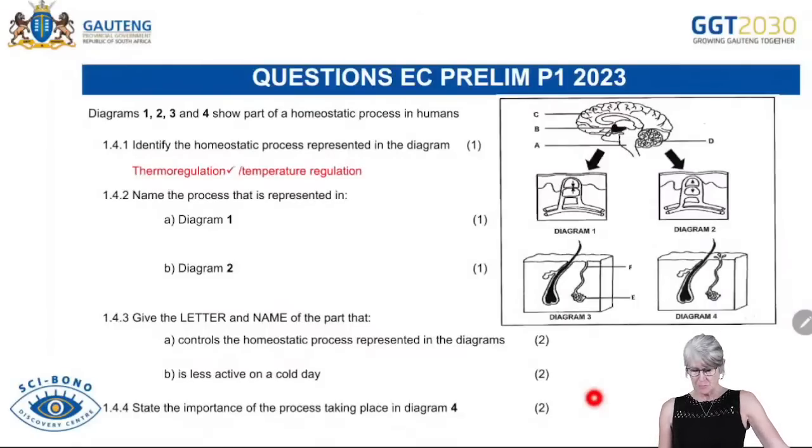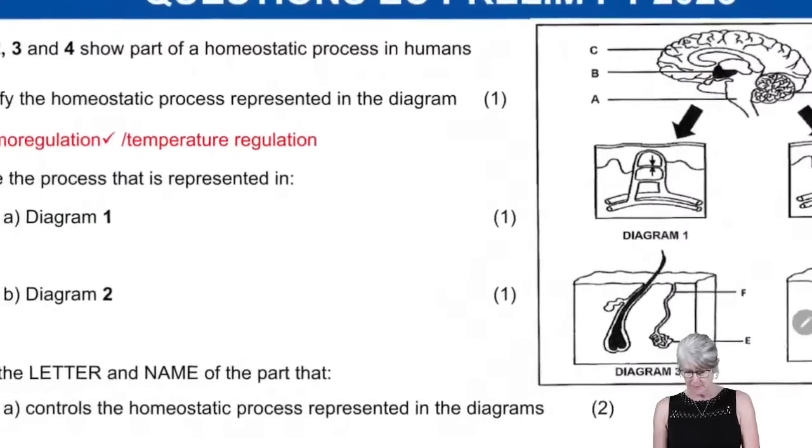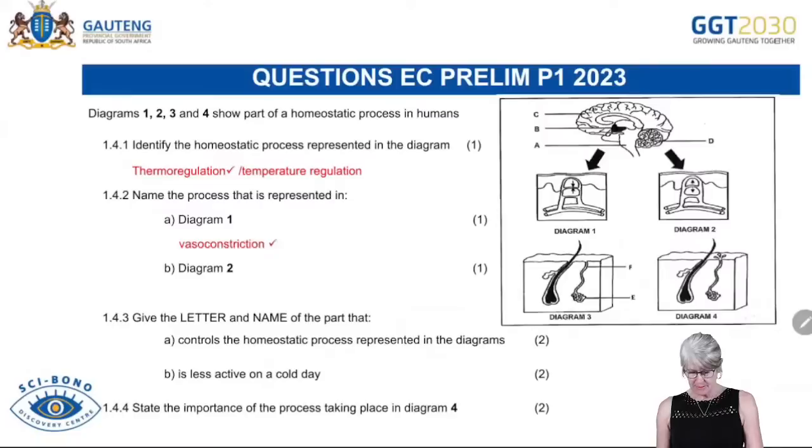thermoregulation or temperature regulation. Name the process represented in diagram 1. So there we can see our blood vessels are quite narrow, they're quite thin. So that means they have constricted. That means that there's vasoconstriction that has taken place, whereas if we look at the same blood vessels in diagram 2, we see that they are much wider. So that means that there is vasodilation that has taken place.